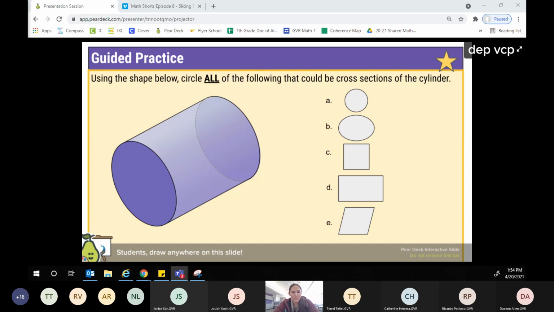Let's see what y'all are thinking. Okay, so A and D seem to be popular choices, but I also see B. I see E.